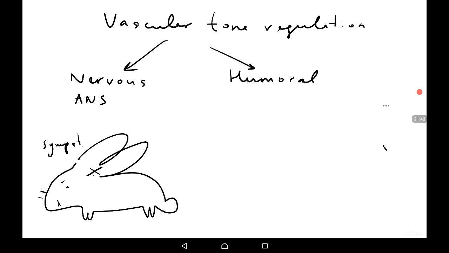So after he cut the sympathetic nerve, the ear became dark red on the side of operation. So the blood vessels dilated because sympathetic influence on the vascular tone disappeared, and it caused vasodilation. So this experiment, Claude Bernard experiment, proved that sympathetic nervous system increases the vascular tone.